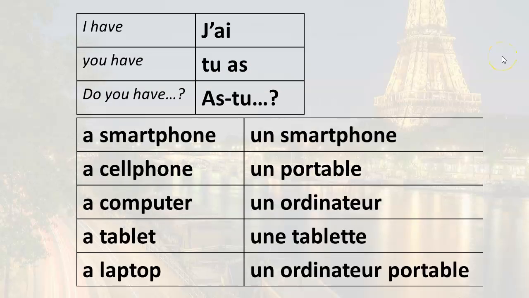So let's put together the vocabulary that you just learned with what you already know. You already know how to conjugate the verb avoir, as we've covered it in our previous lessons. So let's see just what we can do with this information that we have here on the screen.